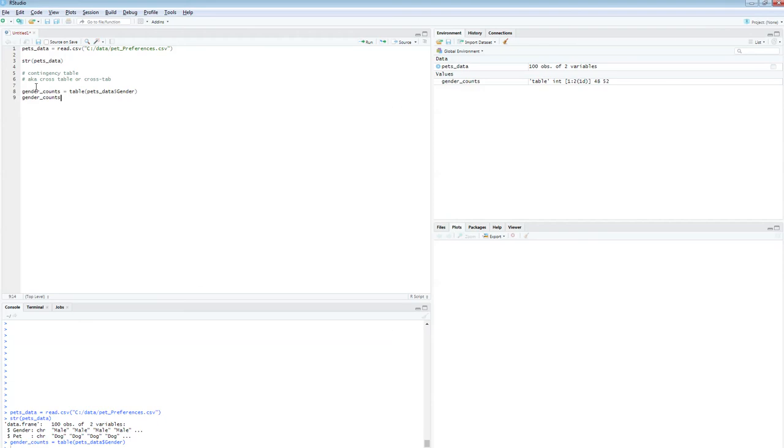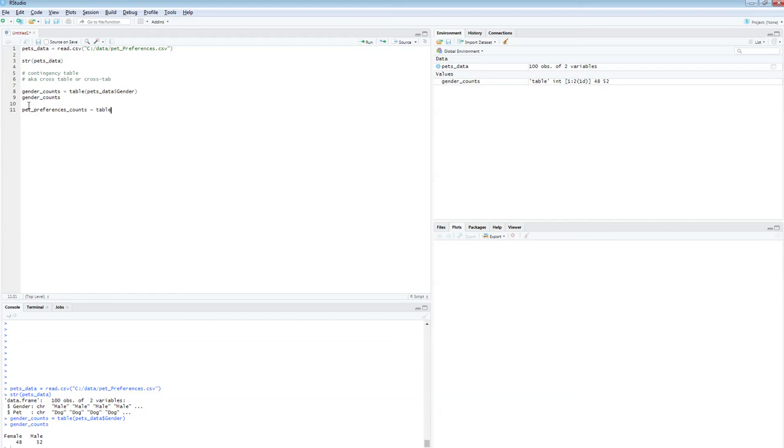Okay, gender counts, and let's take a look at how the genders are distributed. So we asked 100 people, and out of them, as you can see here at the bottom of the screen, 48 were females and 52 were males. So it's close to 50-50, not quite like that, right? So it's random. Okay, so now I'm going to say pet preferences counts, right?